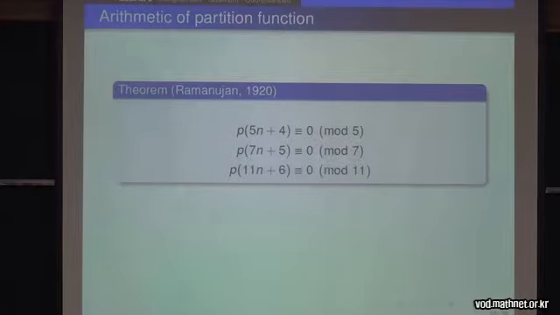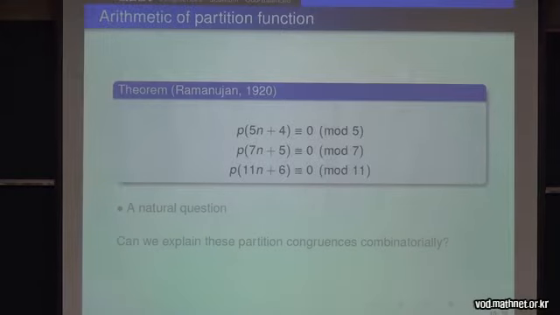In 1920, Ramanujan proved three partition congruences, where the number of partitions of 5n+4 is always a multiple of 5, the number of partitions of 7n+5 is always a multiple of 7, and p(11n+6) is always divisible by 11. There is no reason we would believe there is some pattern in the arithmetic of partition functions, but it was a very striking result.